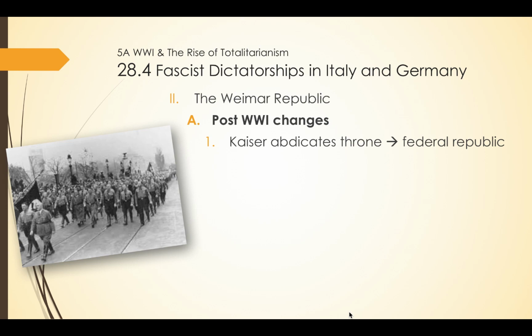Now, the other major fascist government that emerged was from Germany. After World War I, Germany went through many changes. The Kaiser, the former ruler of Germany, was forced to abdicate the throne as a result of the Treaty of Versailles, and he gave up his power, which led to the creation of a new republic. The Constitution, or the written set of rules for this new government, was created in the city of Weimar, which gave this new government its name, the Weimar Republic.